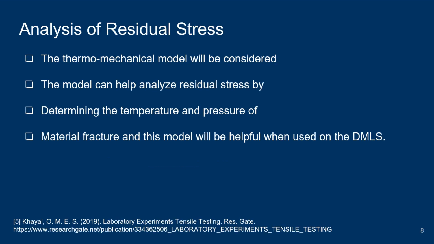For analyzing the residual stress, thermomechanical models will be considered significant. The thermomechanical model can help analyze residual stress by determining the temperatures and pressures, and which material factors apply. It does this by determining the stress the materials will experience as temperature or pressure changes. These models will be helpful and used on the DMLS. Besides, the models can utilize a fresh application to determine the amount of residual stress applicable.